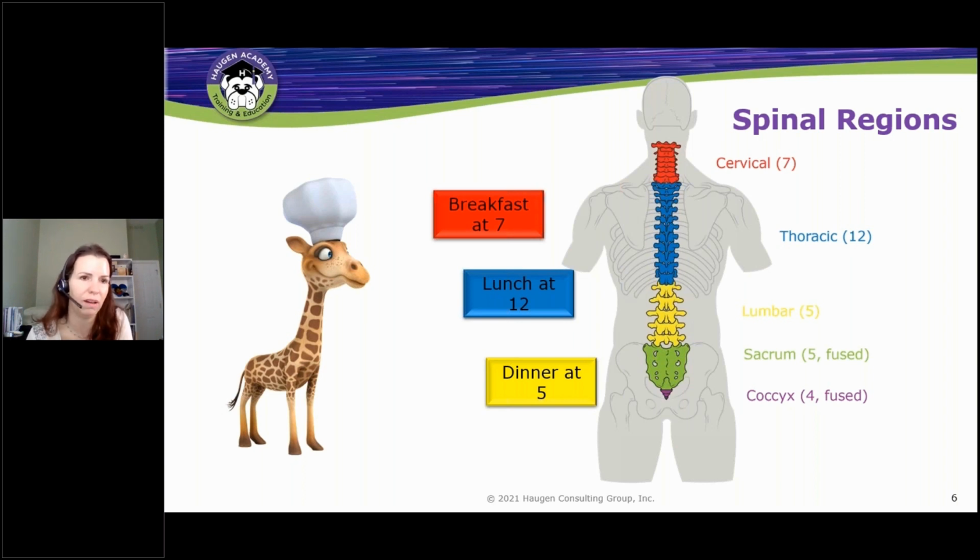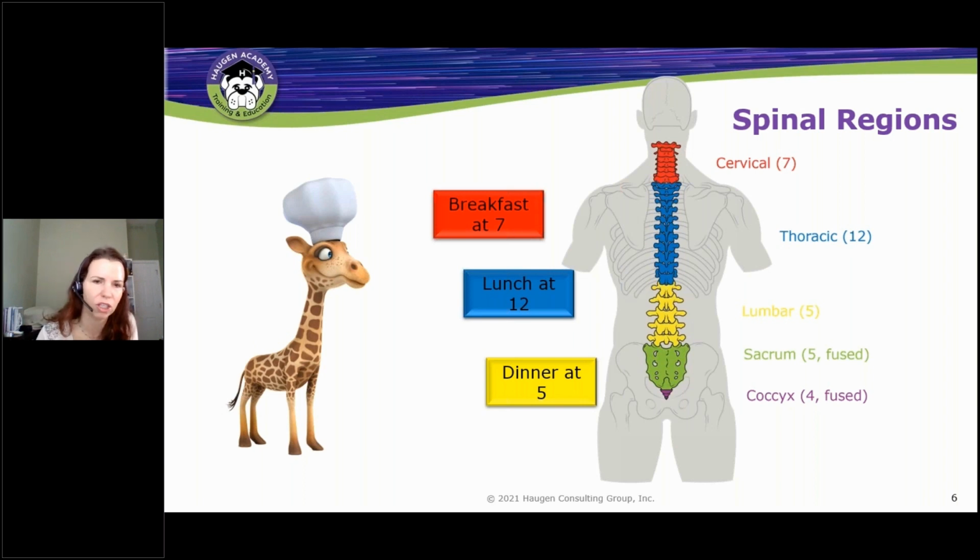I absolutely love this fun way to remember the number of vertebrae in each spinal region. If you think of breakfast, lunch, and dinner, you start the top of your day, you have breakfast at 7 a.m. Then in the middle of your day, you have lunch at noon or 12, and dinner at 5 p.m., which would be your lower spine, the lumbar, with their 5.